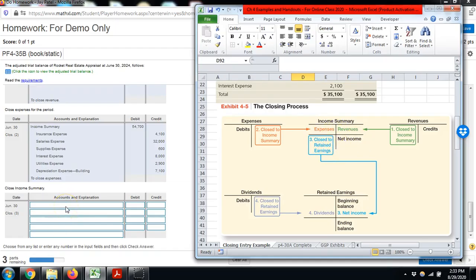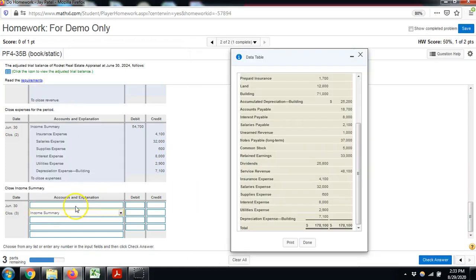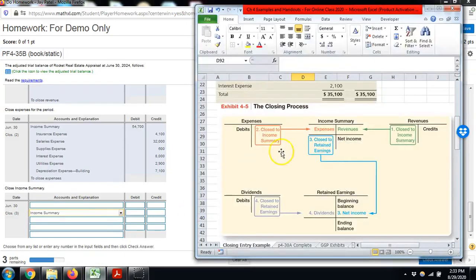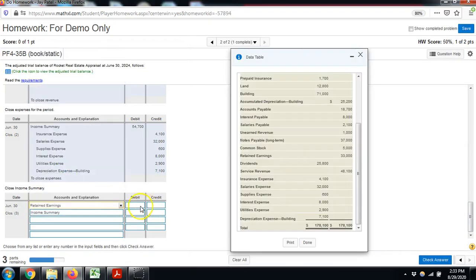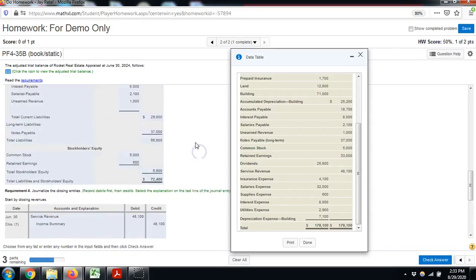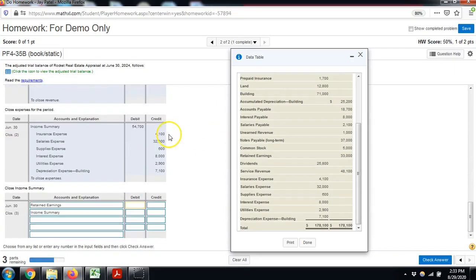So we'll have to credit income summary. And where does it move to? We're moving income summary to retained earnings. So we have to debit retained earnings. And basically it's going to be the same amount as our net income. And in this case a net loss, 6,600.